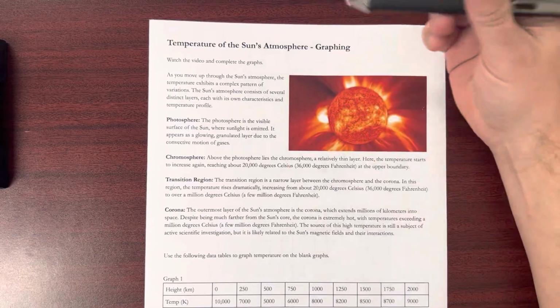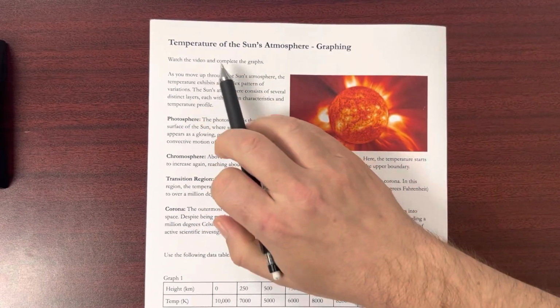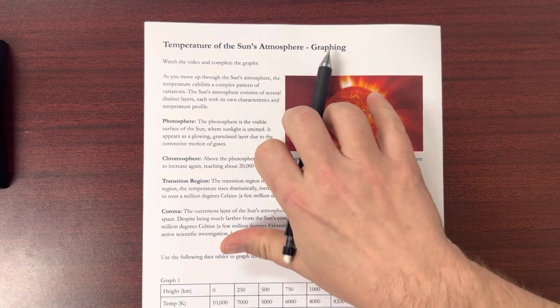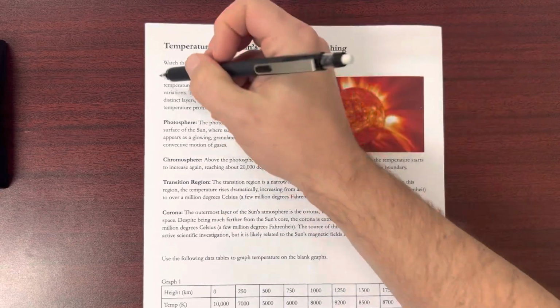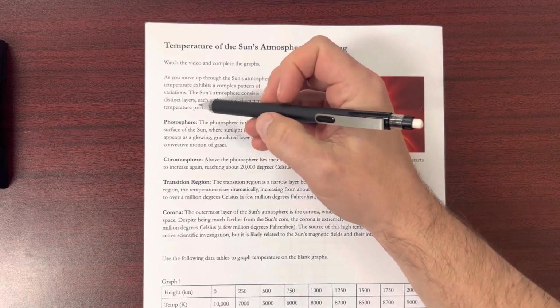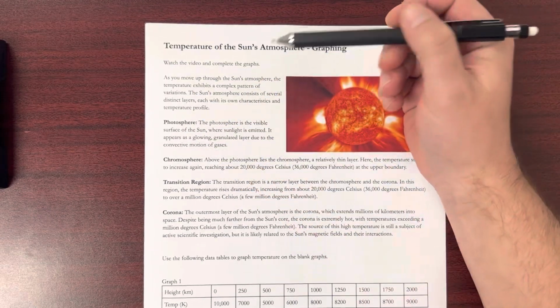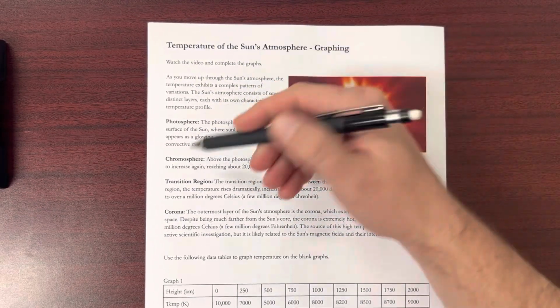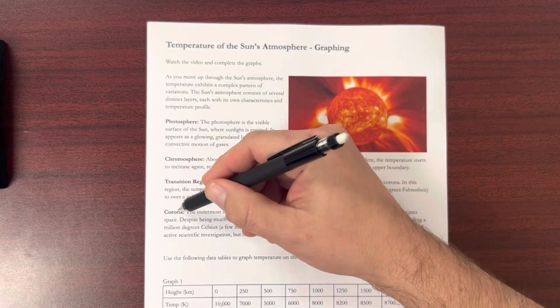Hello. Today I'm going to go over this worksheet, Temperature of the Sun's Atmosphere, Graphing. And you'll see that there's a little information here about the different layers of the sun that we've talked about: photosphere, chromosphere, a transition, and corona.